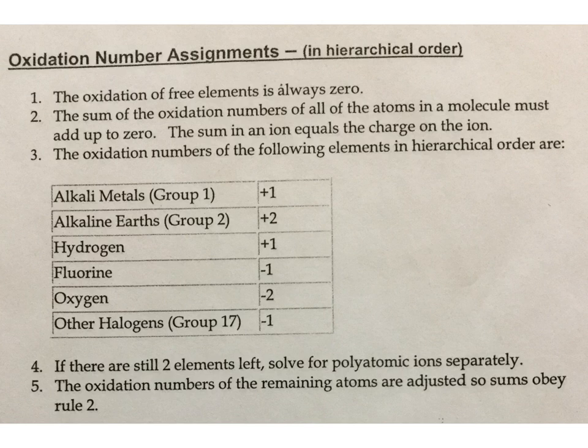Finally, you might end up with a compound that has maybe a couple of elements that you can't initially find the oxidation numbers for. So let's do an example of something like, say, zinc carbonate. And as I go through the oxidation numbers for this, the only one that shows up on this list here is oxygen at -2. So let's plug that in. And we have 3 of those oxygens, so that's a total of -6. At this point, I don't have any more rules for zinc or for carbon, so I'm going to come down to this rule here: if there are still 2 elements left, solve for polyatomic ions separately.